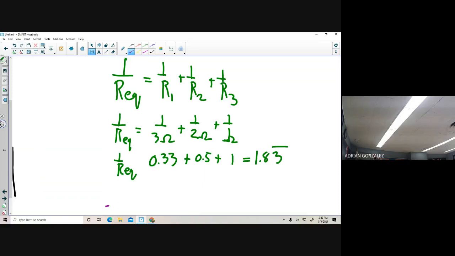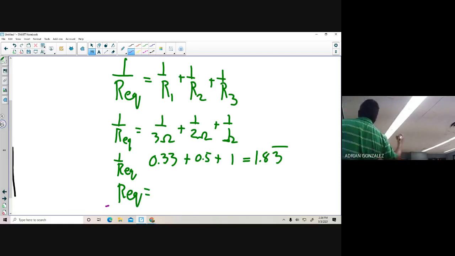Right now, what is that equation on the board telling you? Is it giving you the REQ? What is it giving you? It's giving you the reciprocal. It's saying 1 over REQ equals 1.83. Do I want 1 over REQ? What do I want? REQ. So how do we get rid of it? We reciprocal it. We flip it. We're going to flip 1 over REQ because we want REQ. So we're going to flip that over so we get REQ.